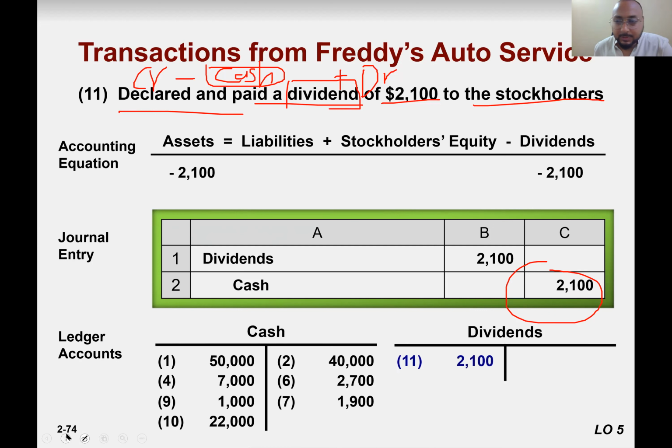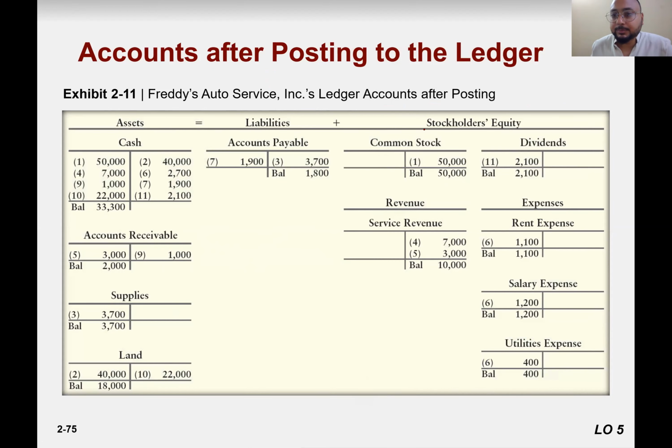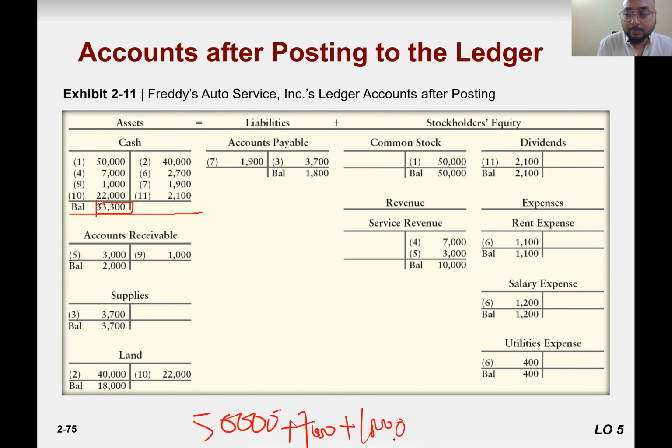So we just post it here, right? So now, this is a summary of all the accounts we have created from this question. These are 10 transactions. So you see the balance is 33,300. How did we come up with this balance? First, you add all these: 50,000 plus 7,000 plus 10,000 plus 1,000 plus 22,000.